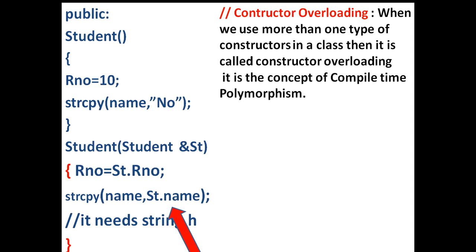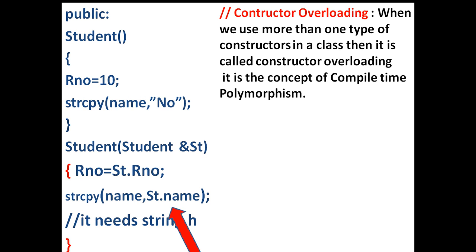So what is constructor overloading? Whenever we use more than one type of constructor in a class, it is called constructor overloading. It is the concept of compile time polymorphism. We will discuss compile time polymorphism in detail in the next session. So remember this about constructor overloading, and this is an example of compile time polymorphism also.